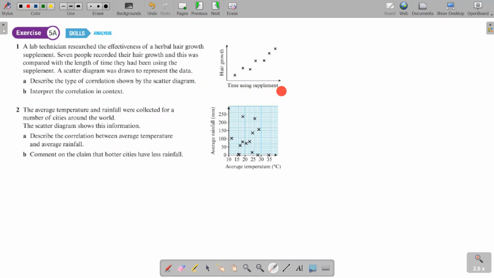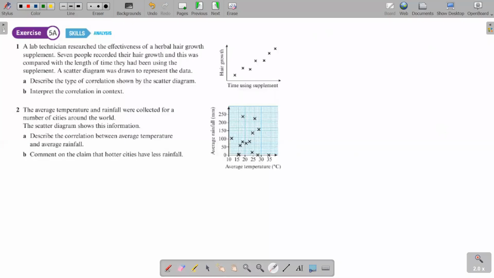So can you see the time they've been using the supplement and the hair growth? They have given you the scatter diagram, and they're asking to describe the type of correlation shown by the scatter diagram and to interpret the correlation in context. In context means you have to definitely describe it in terms of these variables. I believe you can do this easily, right? So just give an attempt.